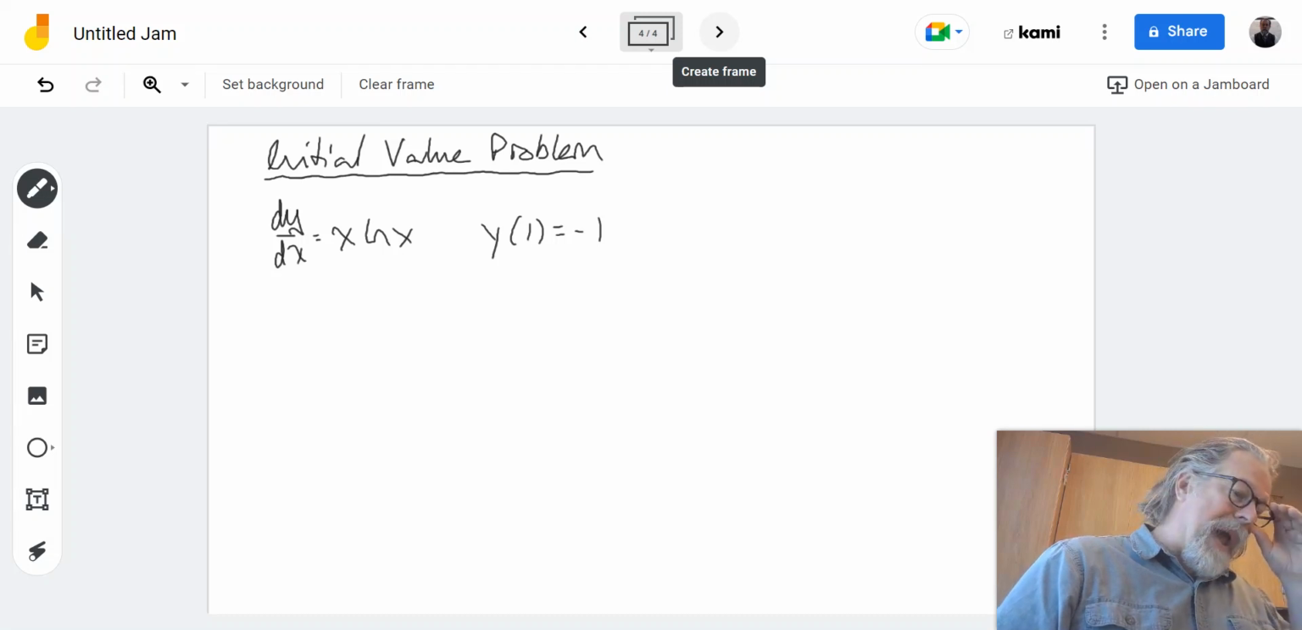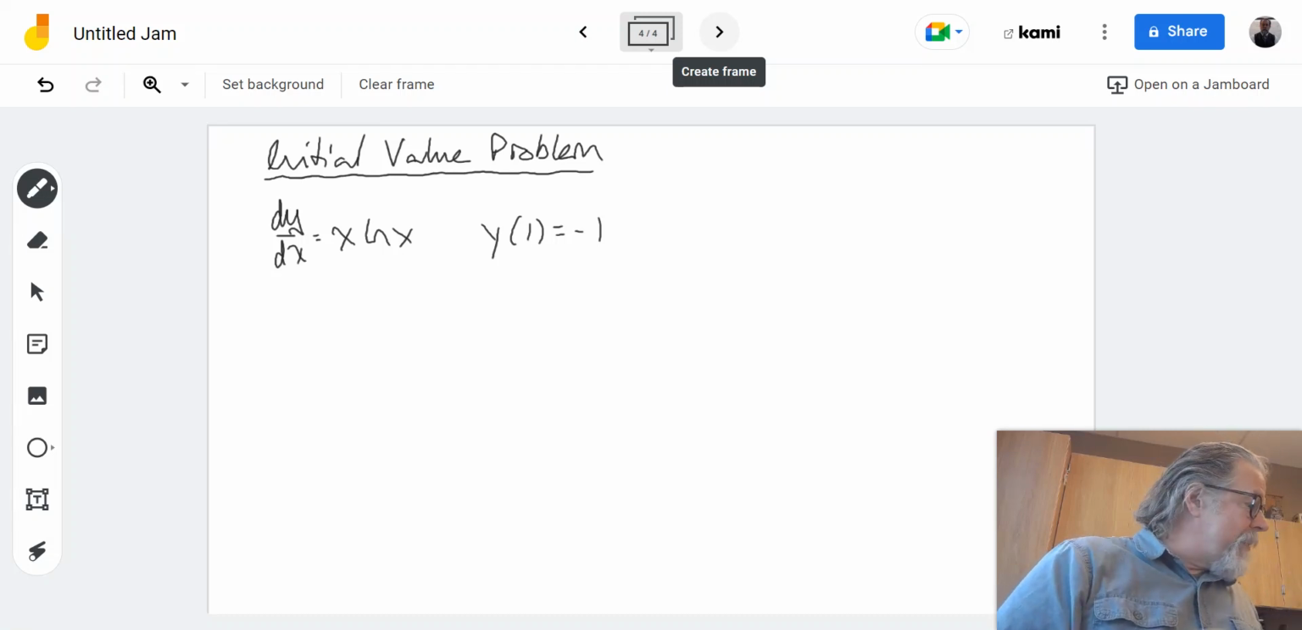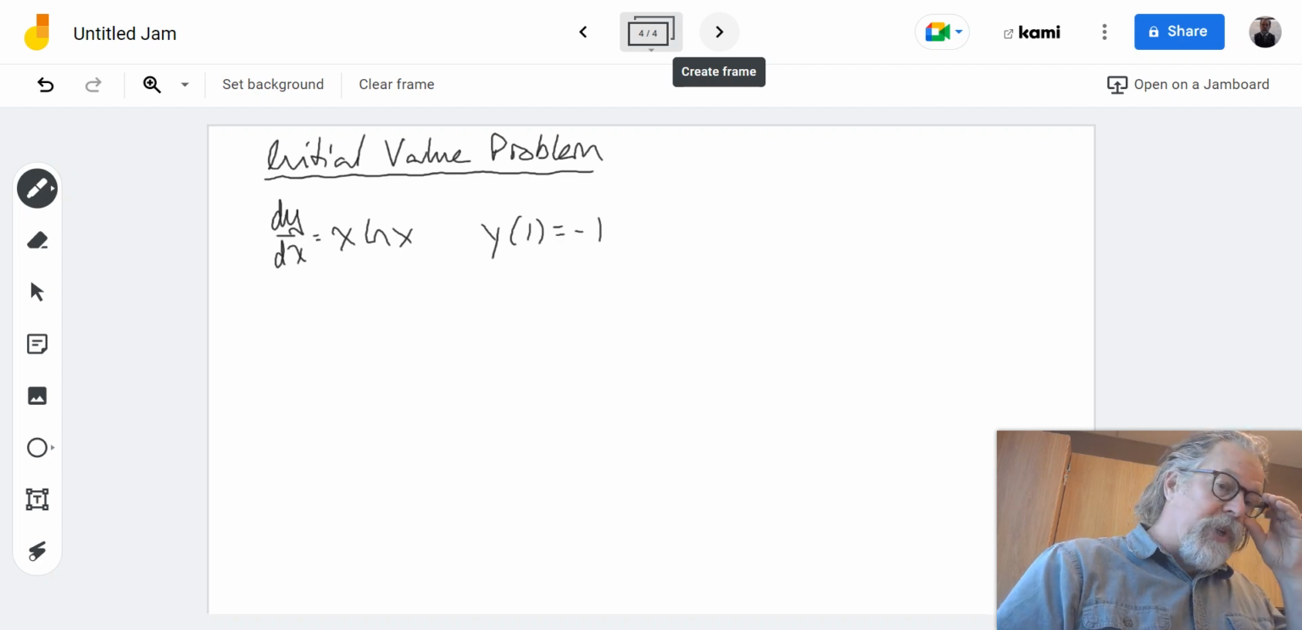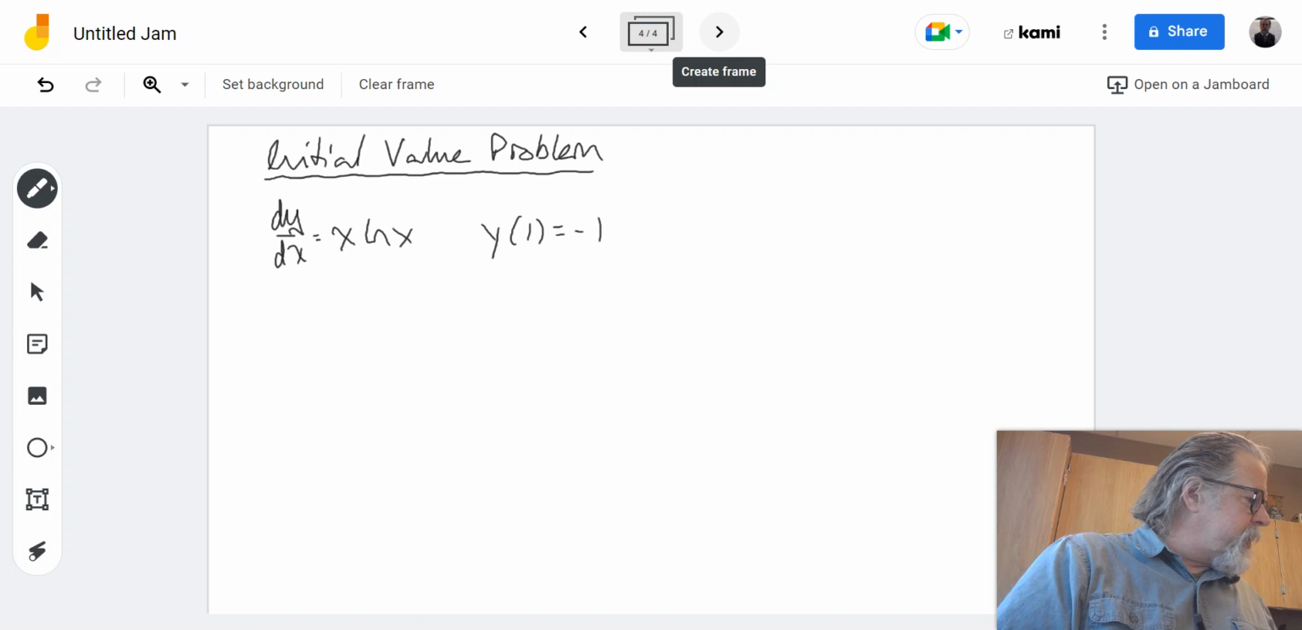All right, welcome back. So I've got an initial value problem here. I'm trying to find an equation for y given the derivative, and I'm given a point. So we've seen initial value problems before. Let's just dive right in.